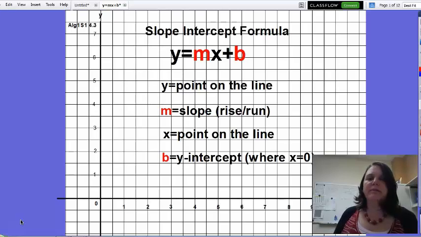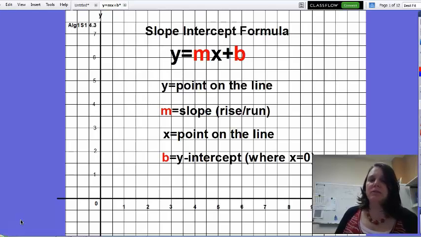Slope-intercept formula is expressed as y equals mx plus b. When you look at a slope-intercept formula, you need to understand that you're working with a straight line on a graph that has an x and y coordinate. X and y are your points on a line, and they'll be expressed as a pair.